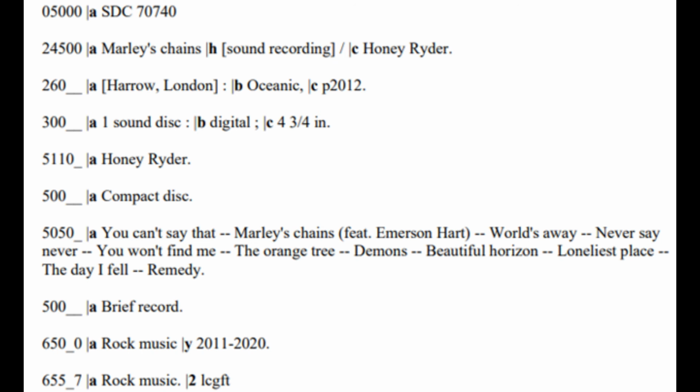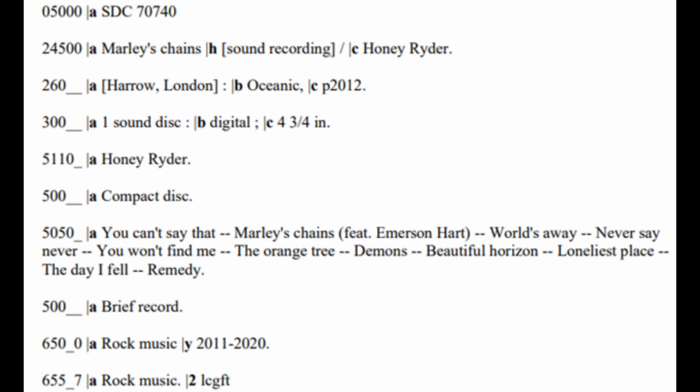You have the tag 511. That is a tag for participant or performer note. So in the participant or performer note, this is the information about the participants, the players, narrators, or presenters or performers of the recording or the audio. So you will indicate the performer in tag 511. Then you can indicate in tag 500 general note that it is a compact disc.